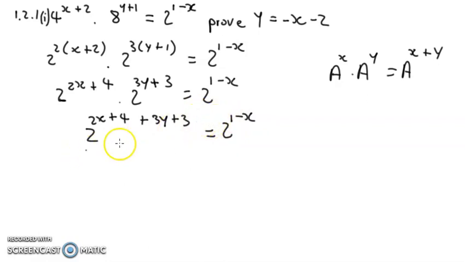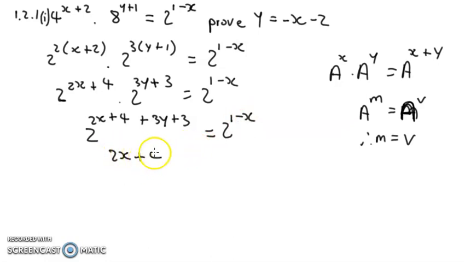Now, because of that, we have the bases. Bases are equal. So if you have, let's say, a to the power m equal to a to the power v, therefore m is going to be equal to v. So if bases are the same, we equate the exponents. The same thing applies here. Because we have 2 at the base and 2 at the base, we're going to equate this expression on top with that expression on top there. So we're going to have 2x plus 4 plus 3y plus 3 is equal to 1 minus x.